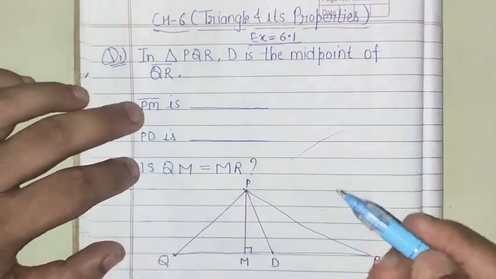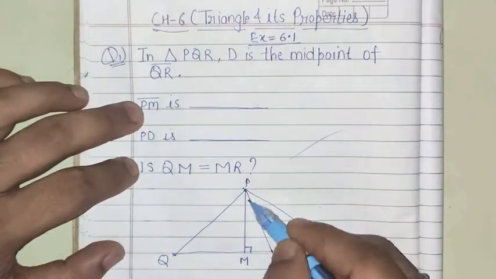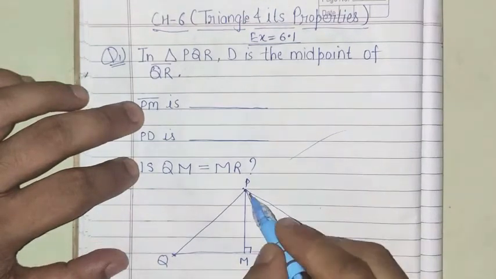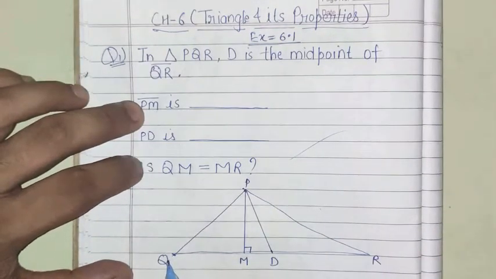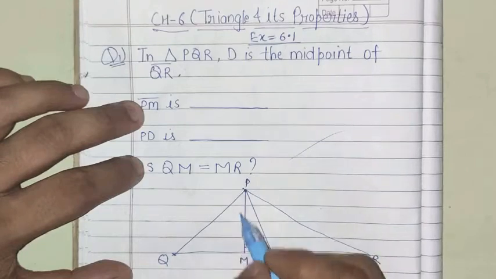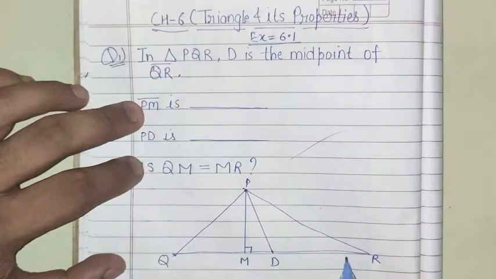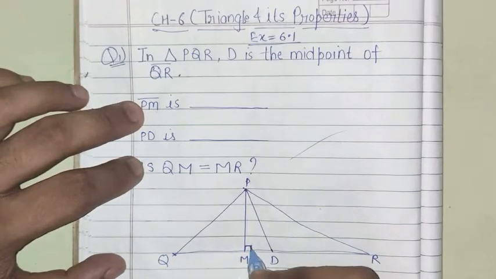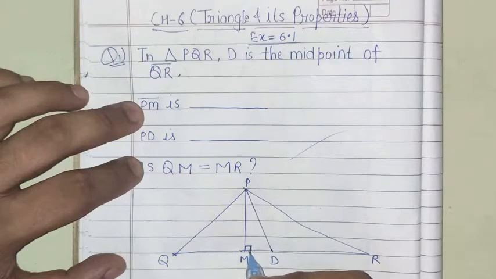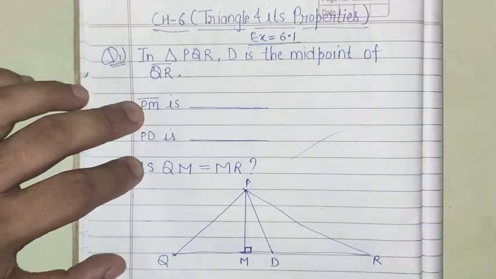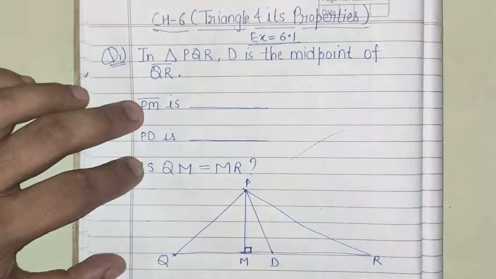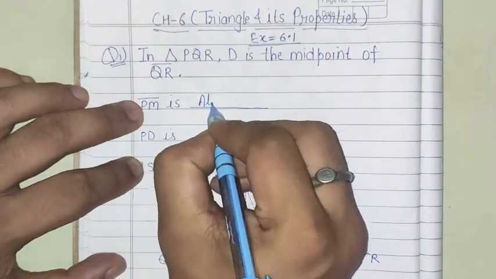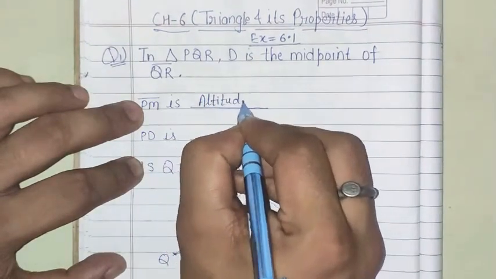See, PM is perpendicular to QR. So here we have a 90-degree angle, that means PM is our altitude. Okay, PM is our altitude.